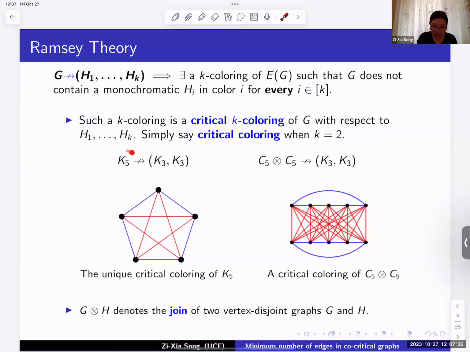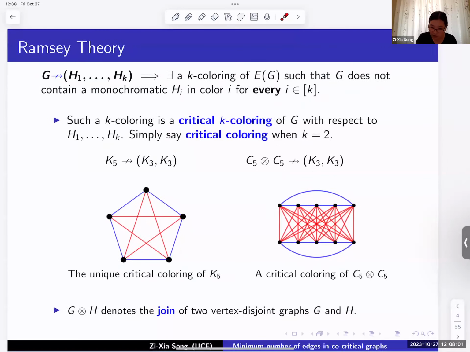Now, for example, we knew K5 does not arrow K3, K3. Here, this is the unique critical coloring of K5. Now, this is the drawing of C5 cross C5. So you take 2 copies of C5, you add all possible edges between them. This defines the drawing here. Now, this C5 cross C5 does not arrow K3, K3. I give you a critical coloring here. That's the one critical coloring I provided for you here.